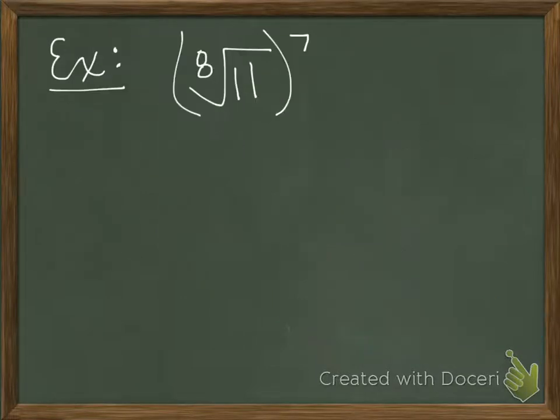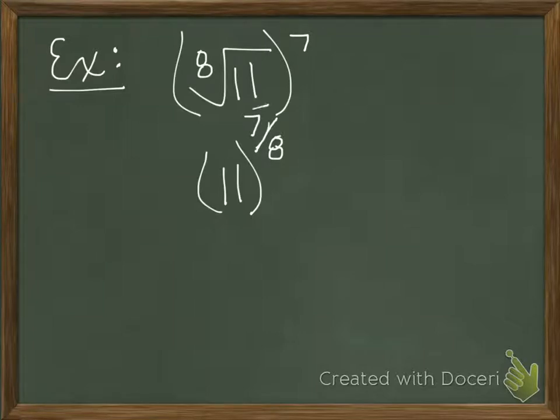So let's try another example with that. If I have the 8th root of 11 to the 7th power, well, I have 11 to the 7/8 power. Let me rewrite my 7.